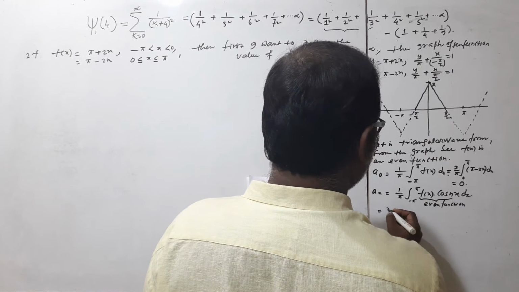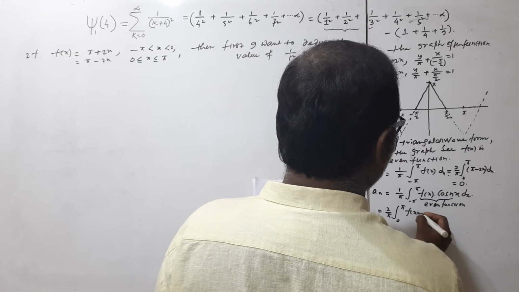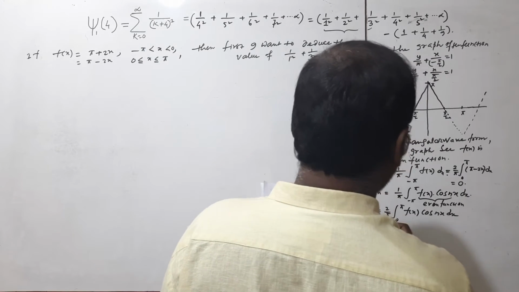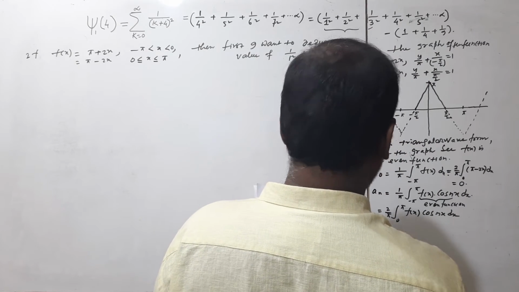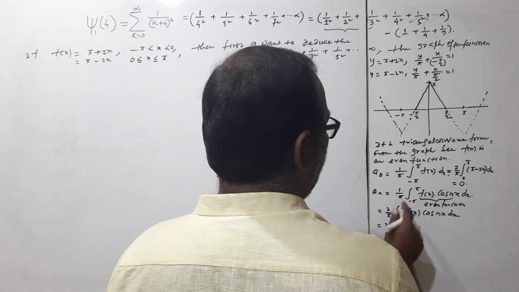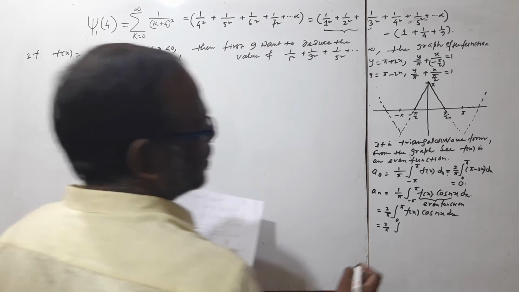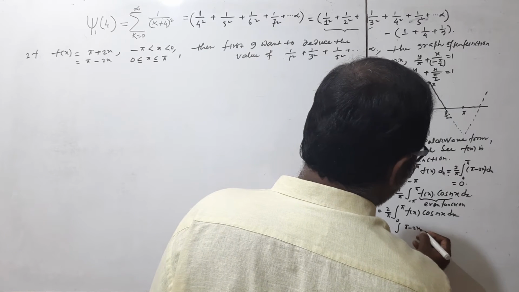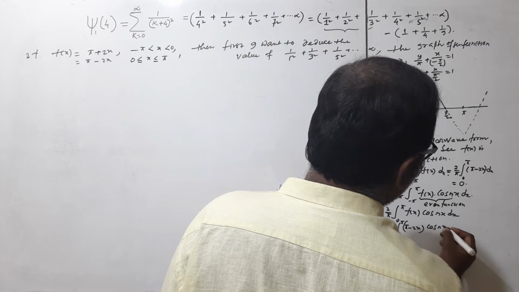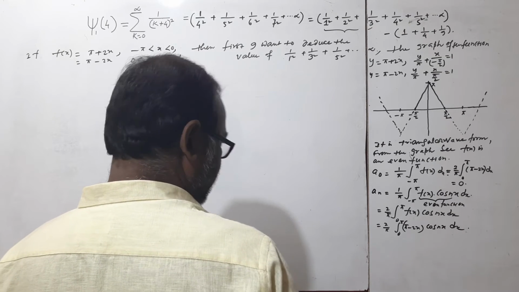So you can write easily 2 by pi, and this is 0 to pi, f of x cos nx dx. So that is 2 over pi. In between 0 to pi, the function f of x is what? This is pi minus twice x. So this is pi minus twice x, from 0 to pi, cos nx dx.